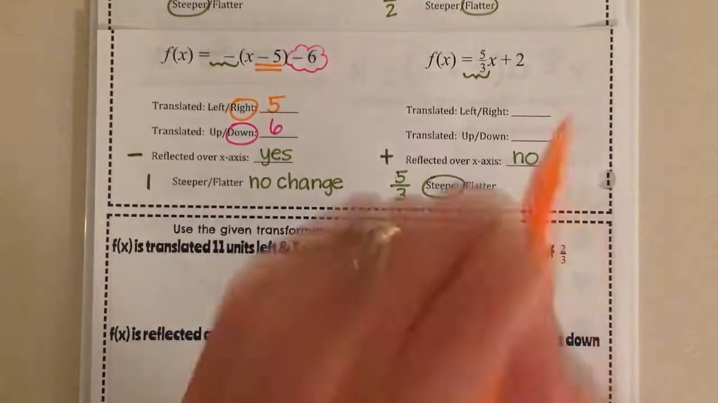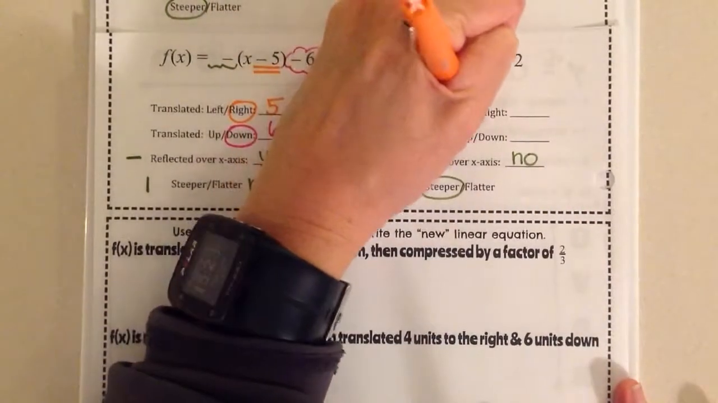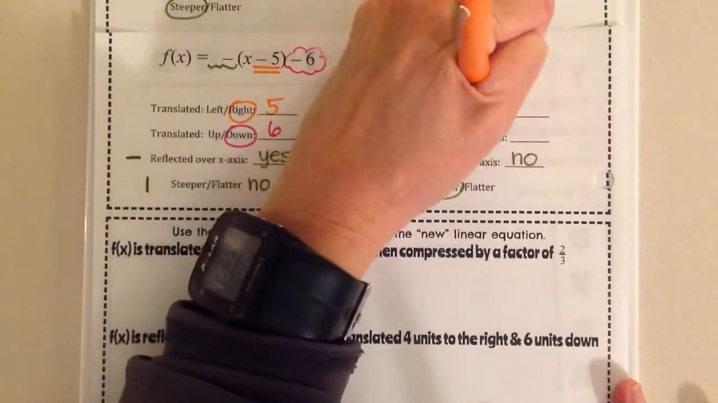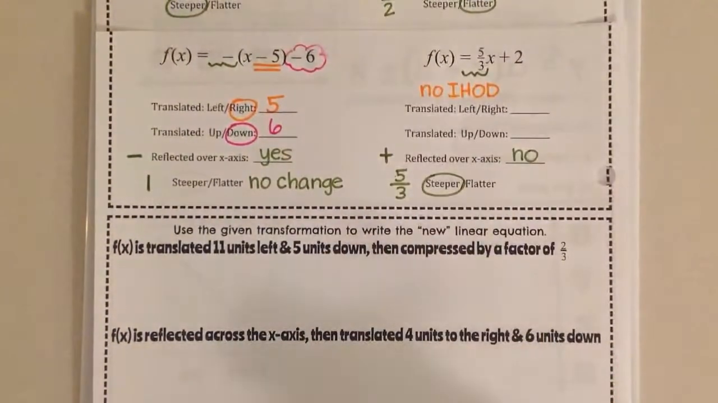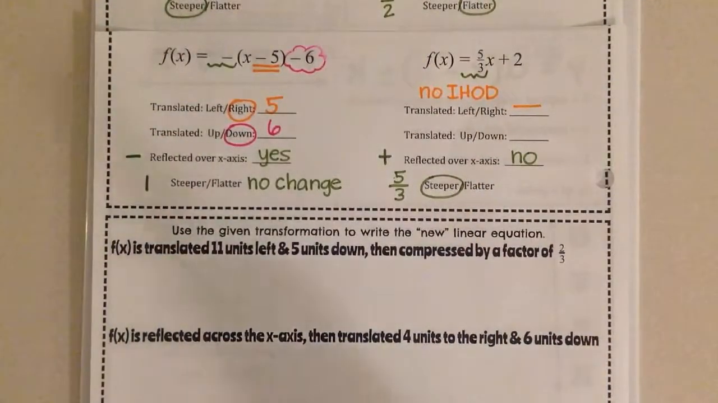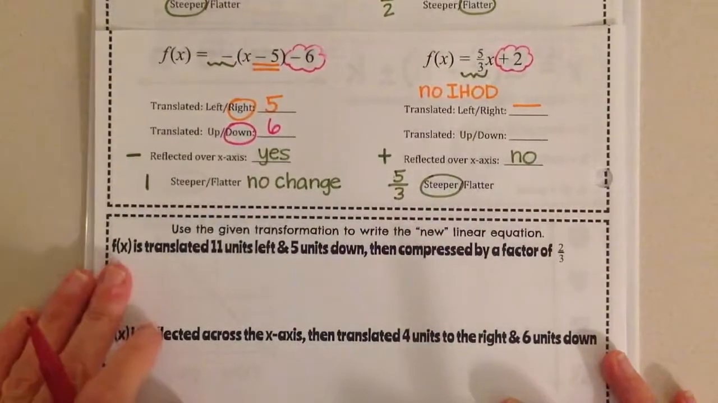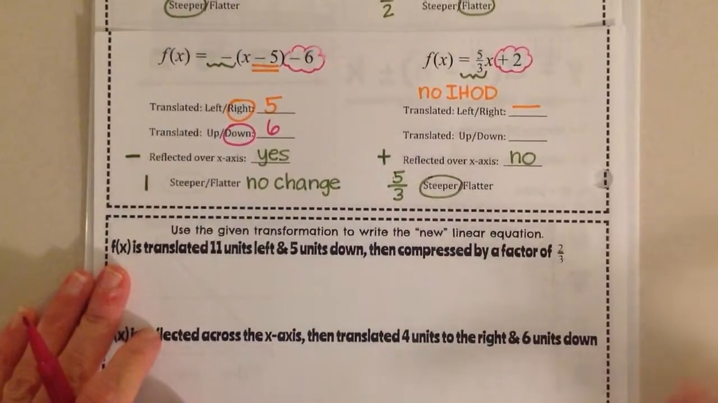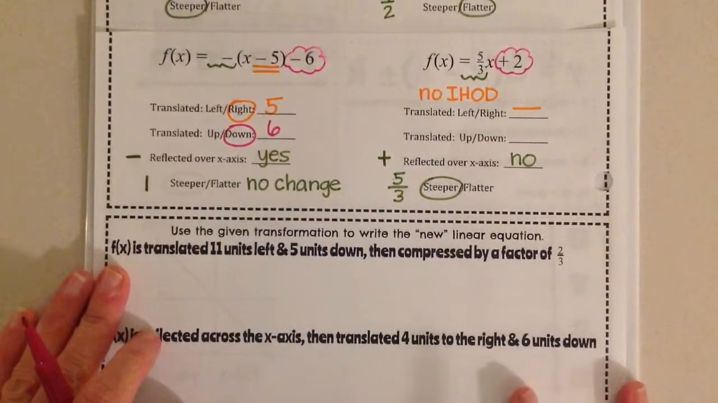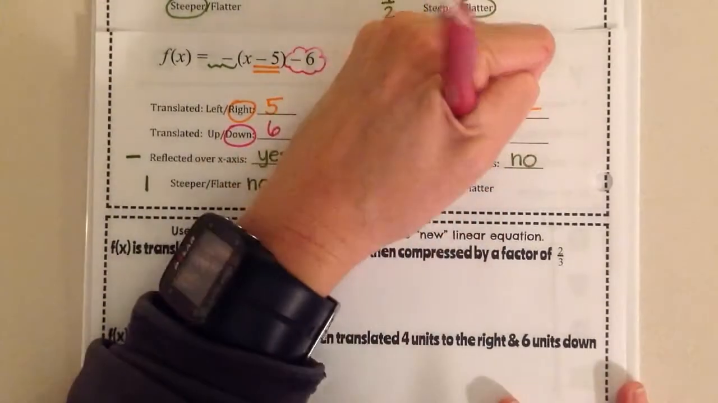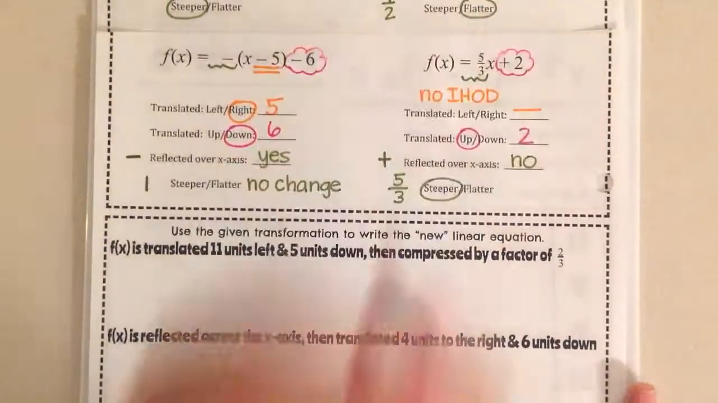IHOD, I'm looking for parentheses so I can see if there's a number inside, and I see no inside number. So there is not going to be any movement left or right. That did not change. And now looking at the outside number, the 2, that is going to be up 2 or down 2. Those are my only 2 options for this outside number. And it's going to do exactly what I think, so it's going to do up 2.